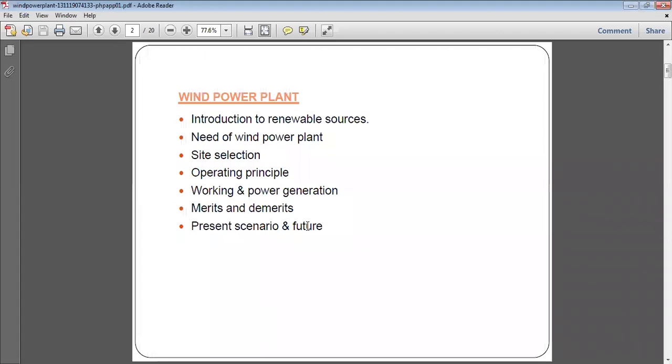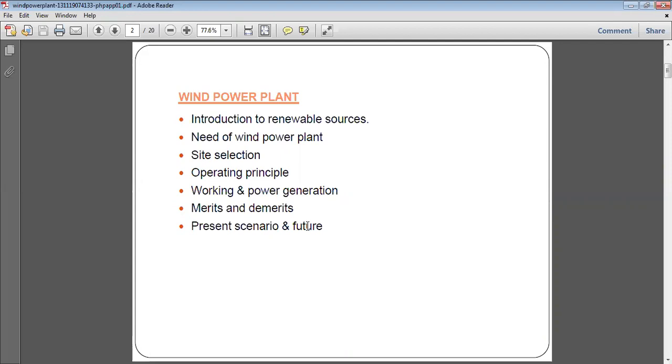we are needing this wind power plant, then site selection, what are the factors that are to be considered for selection of site for wind power plant, then what is the operating principle for wind power plant, then what is the working and how the power is generated in the wind power plant, then its merits and demerits, like what are the advantages or disadvantages of this, and then last is your present scenario.